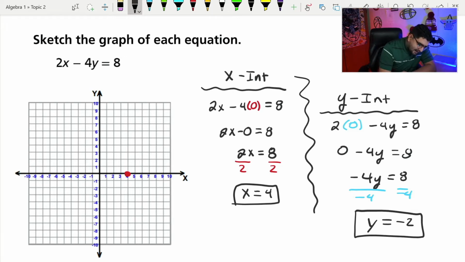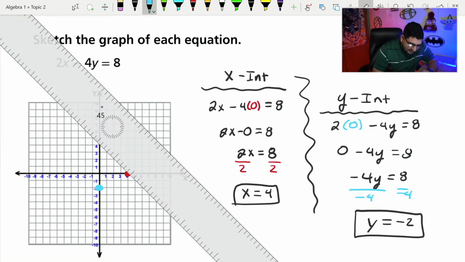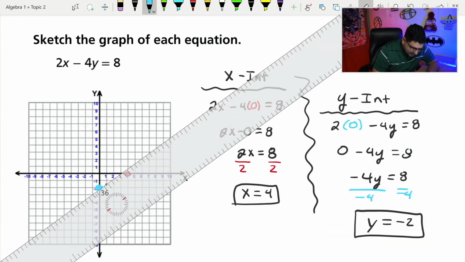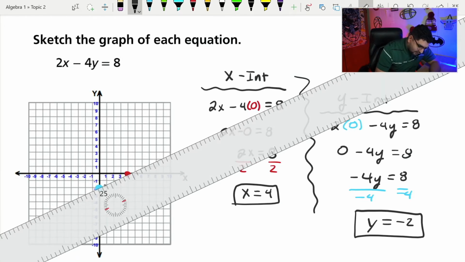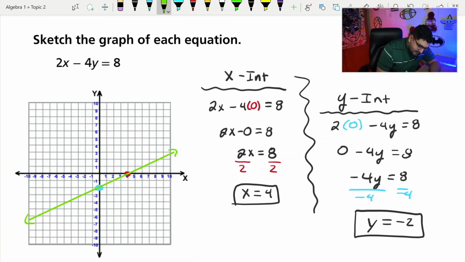Now I can graph negative 2 on the y-axis, because that's my y-intercept. And now it's just about connecting these 2 points, and I'll have my graph. So I can draw a line through these 2 points. I'm going to draw it in green. And that's how we graph an equation from standard form. So first, find your intercepts, graph those intercepts, and then draw a line through them.